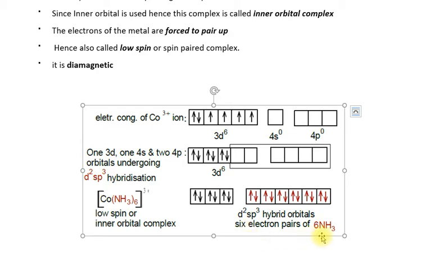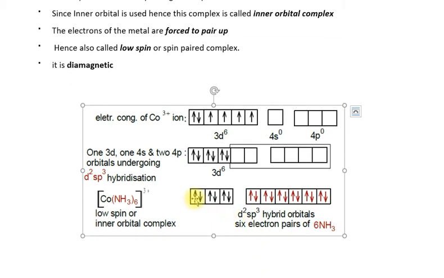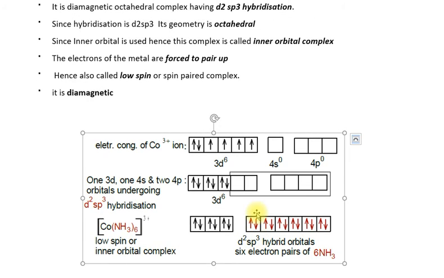And therefore we can say that D2sp3 hybrid orbitals are formed, and it's a complex having an octahedral geometry. There are no unpaired electrons, therefore it is a diamagnetic complex. And the inner d orbital is used. Earlier we used 4d. That is why that was an outer orbital complex.